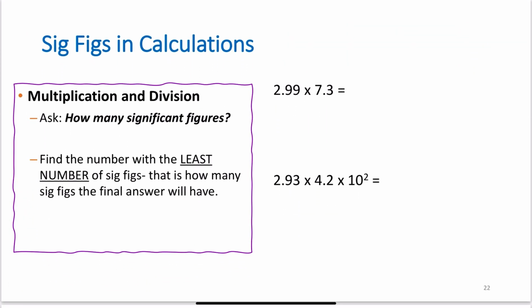Multiplication and division ask you how many sig figs are there. You're going to find the number with the least number of sig figs, and that's how many sig figs your final answer will have. These are the rules that students tend to prefer.